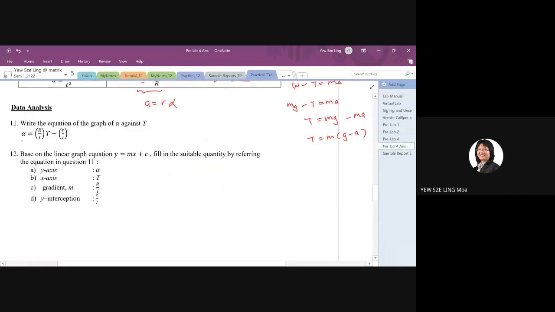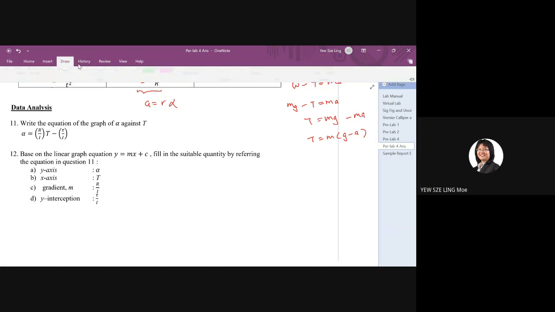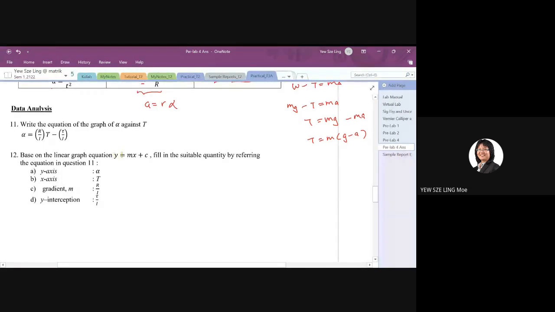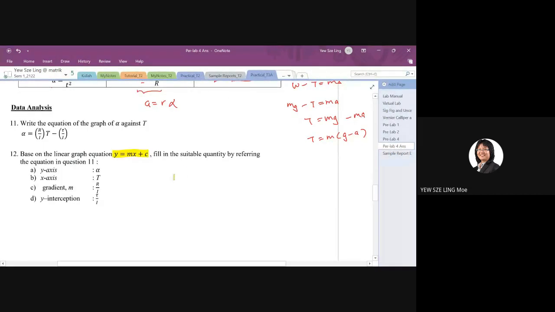Let's look at the pre-lab first. Write the equation of the graph of alpha against t. Based on the theory, we know that alpha equals r over I times t minus tau over I. Based on the linear graph equation, like I told you, you always have to compare with y equals mx plus c, and you must know how to do the comparison.